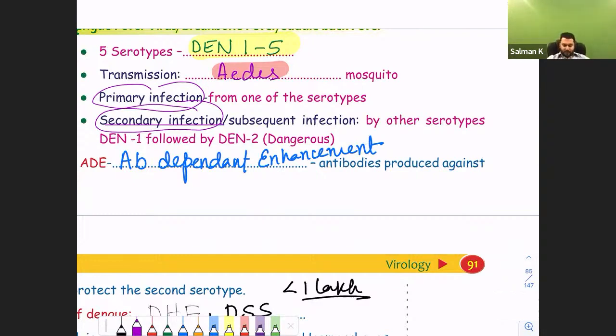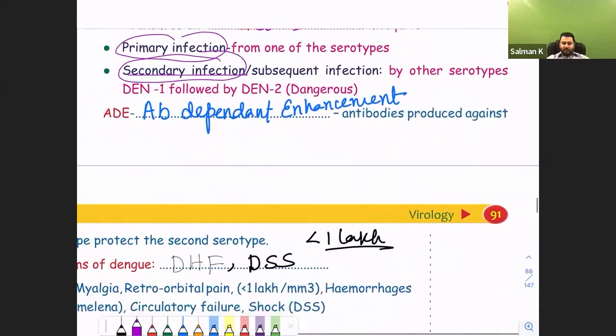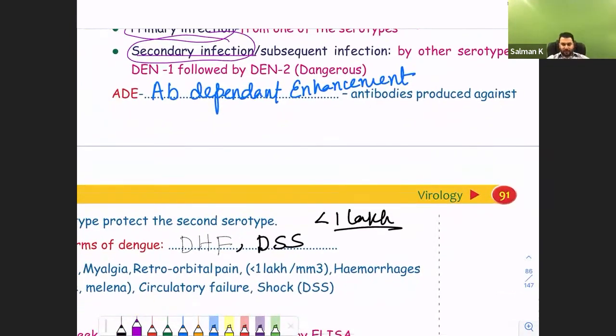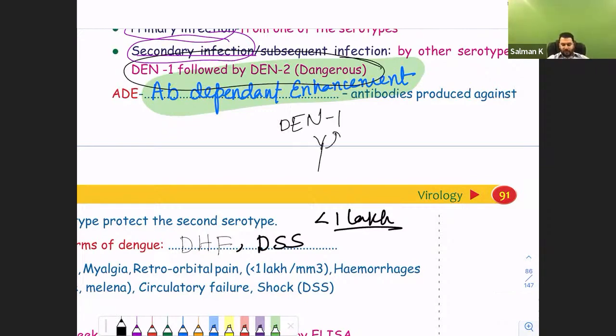Now, try and understand this. Antibody dependent enhancement. Antibody dependent enhancement. This is what you need to know here. This is a very important thing. So what is the story? First time you got infected, see, the example is written here. We'll take the same example. Let's say the first time you got infected was by the first serotype and antibodies were made against it. You will not get infected by DEN 1 again because antibodies have been made already.